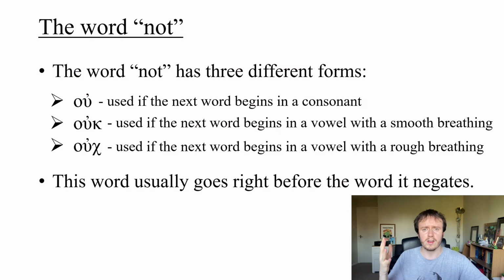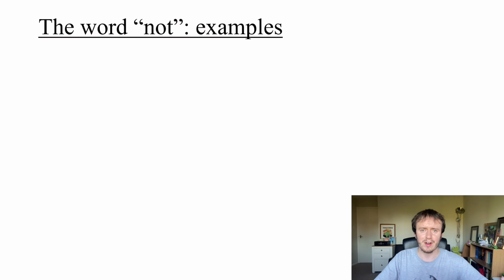So if you want to say that an action is not happening, then the word not will usually go directly before the verb. And in this lesson, it will be before the verb in every instance. Let's now look at some examples of the word not in action.